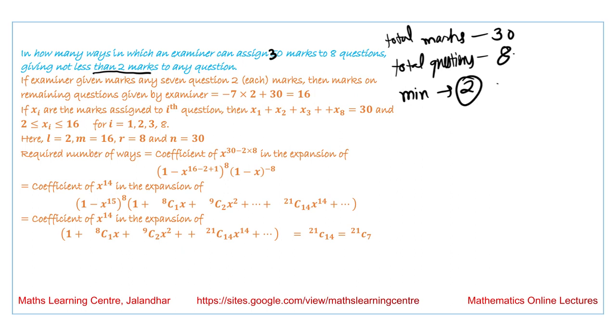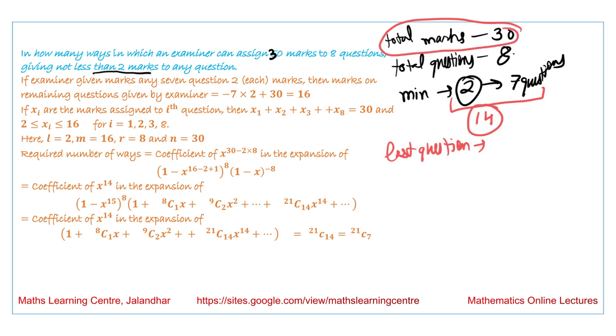Suppose he assigns 2 marks to 7 questions. Then the total marks he has assigned is 14. So the last question will have, since the total marks is 30, 30 minus 14 is equal to 16 marks. We are saying that he has to assign 16 marks.